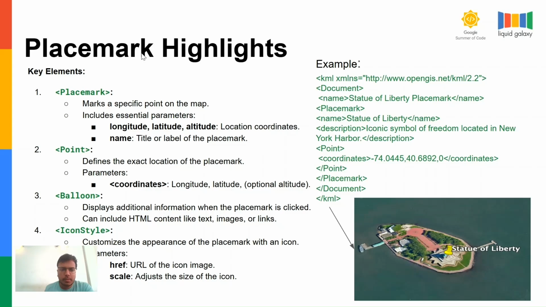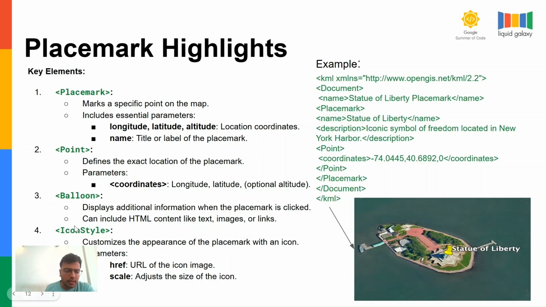So next thing is placemarks. Placemarks are important features which can aid us in our tour. So key elements of a placemark are, first of all, the container Placemark tag, which contains latitude, longitude, altitude, and name. Next thing is Point. Point defines the exact location of the placemark. Balloon basically displays additional information when the placemark is clicked. It can include HTML content like text, images, or links.